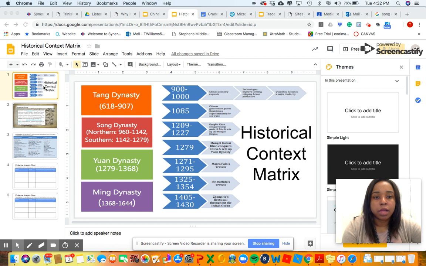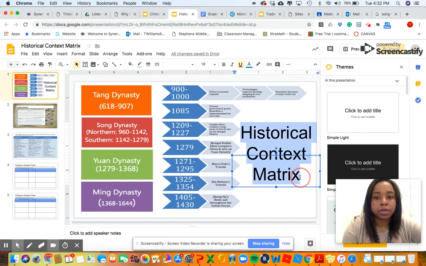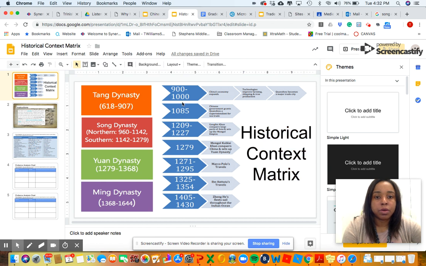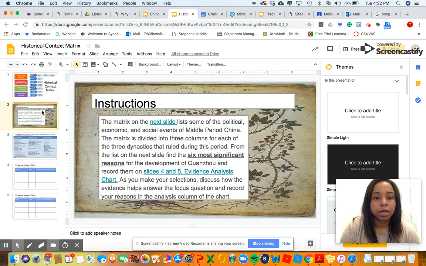So let's go to the first slide, and it says here, historical context matrix. This just gives you a quick little timeline of the different dynasties that ruled over China during the time period that we're looking for, during the middle period that we're discussing. If you click on slide number 2, it gives you the instructions, and it says the matrix on the next slide.